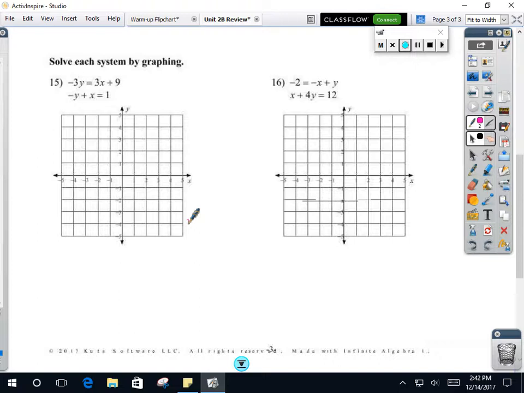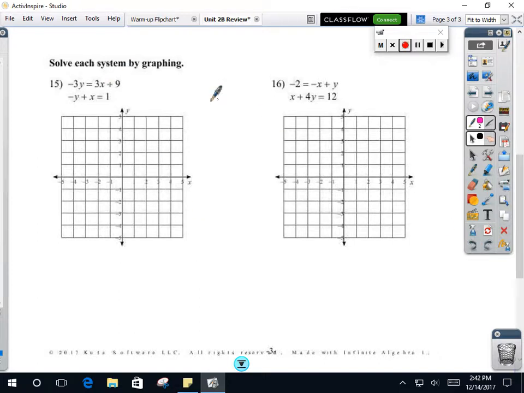Solve each system by graphing. Is this equation ready to graph? No. So you need to take it to the side wherever you have room and get it in y equals mx plus b form. So what would that require first? Divide by negative 3. And so y equals, simplify, what is 3 over negative 3? So negative 1x, what is 9 over negative 3? Negative 3. Now that it's in slope-intercept form, you can identify the slope and the y-intercept.